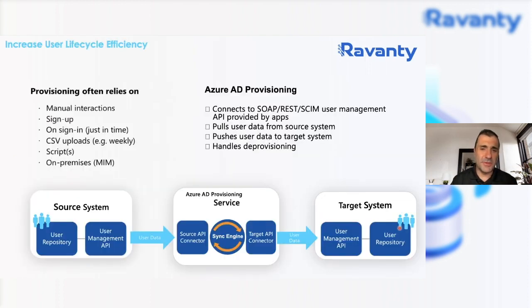Now, we talked earlier about provisioning. This is something that with ADFS you don't get. Provisioning will rely on manual interactions. You have to have signups, or just-in-time provisioning where they log in and it provisions them, which has a lot of limitations. CSV uploads, scripts, or you have to run an on-prem MIM system, the Microsoft Identity Manager, to provision the users across all the different applications. So there's a lot of manual intervention.